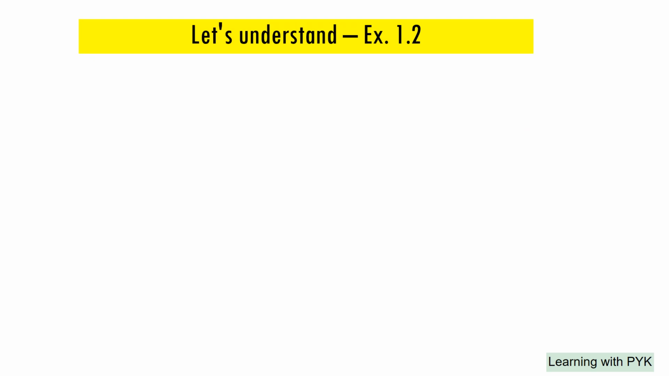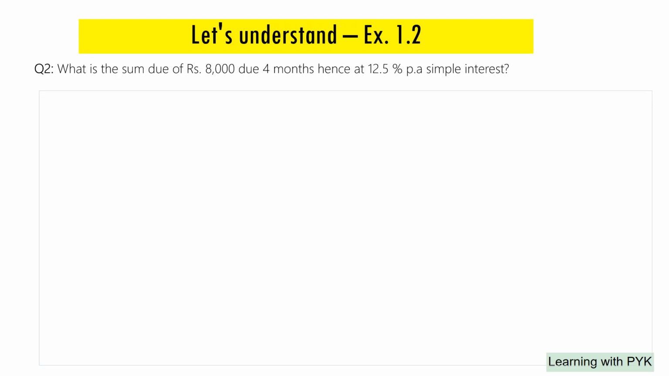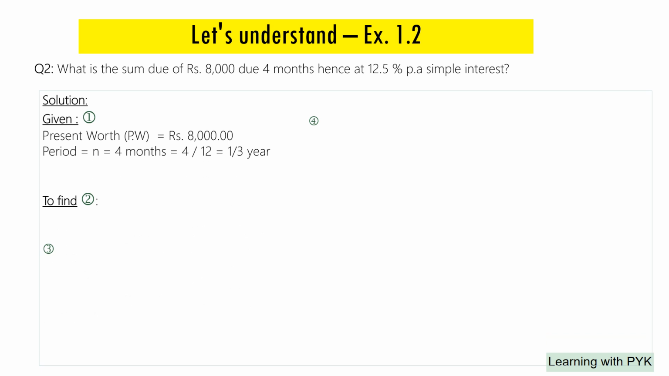Let's understand the second problem. What is the sum due of rupees 8,000 due 4 months hence at 12.5% per annum simple interest? So let's start our solution with 4 parts: given, to find, the actual solution and the answer. Given is present worth is 8,000. The amount would be due in 4 months, so we'll convert it into years, that is 4 divided by 12, that is 1 by 3. Rate of interest is 12.5% per annum. We have to find the sum due.